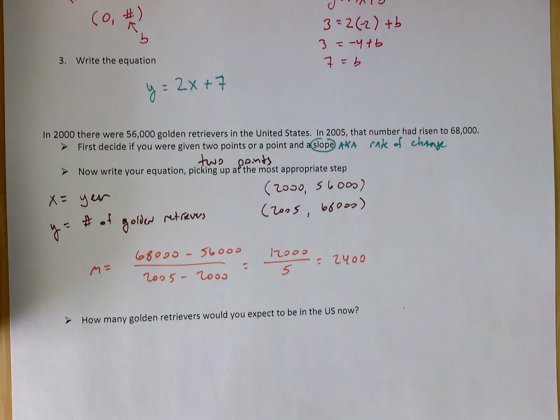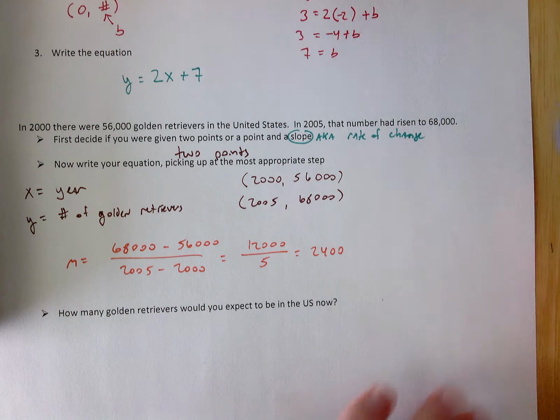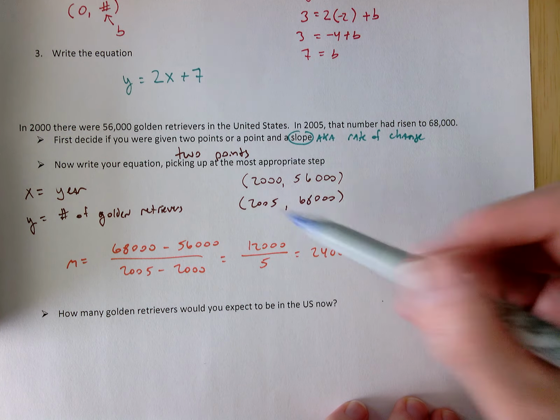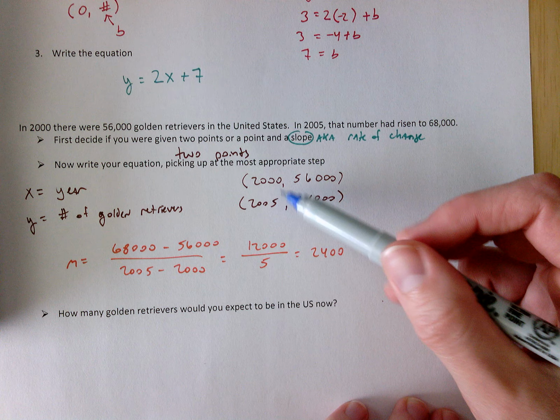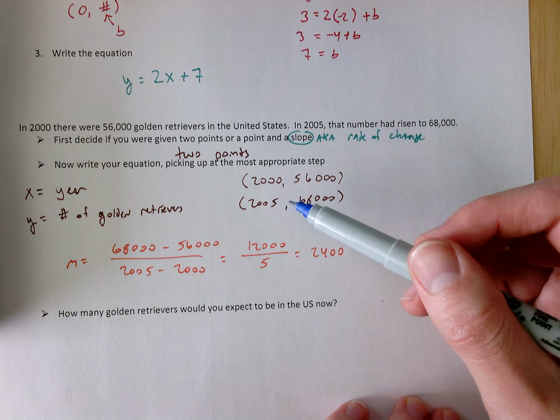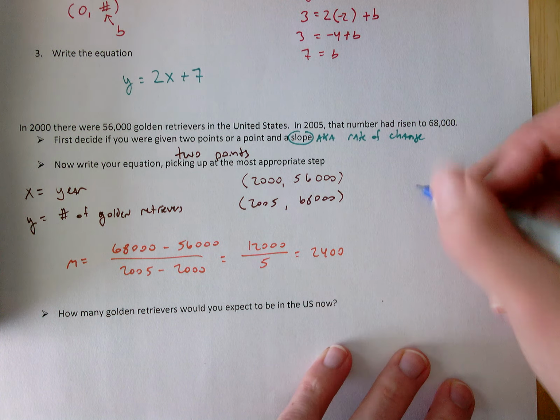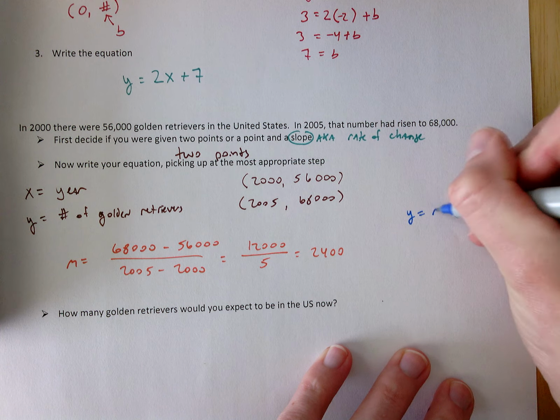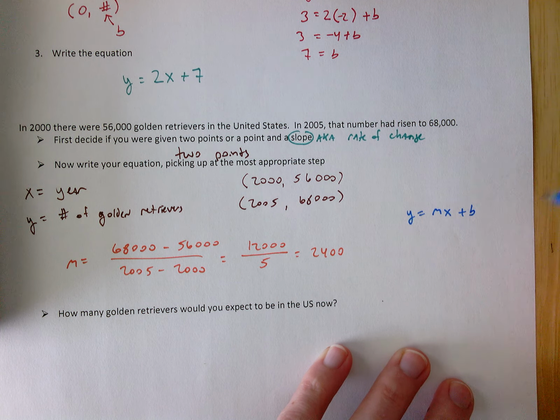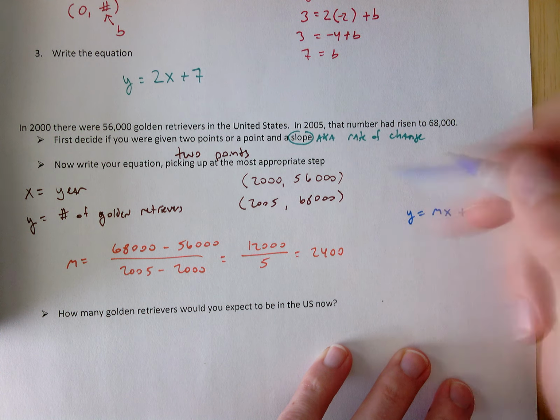All right, so now that we know that, now we got to figure out our y-intercept. So in this case, the y-intercept, remember, if we knew the year 0, how many golden retrievers there were, we could shortcut this. Since we don't, I'm going to have to plug into y equals mx plus b. So my y coordinate, I'm going to use that top point.